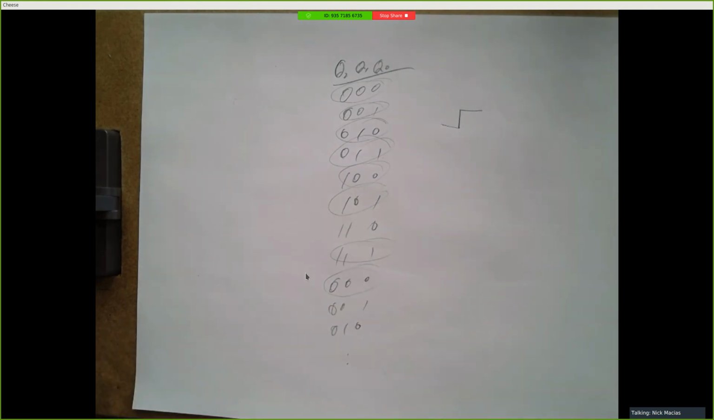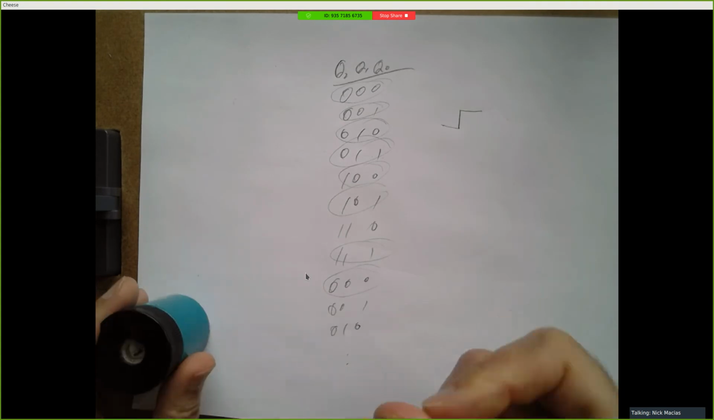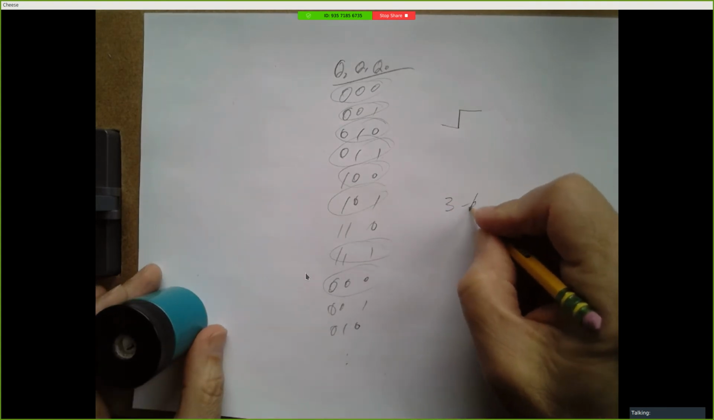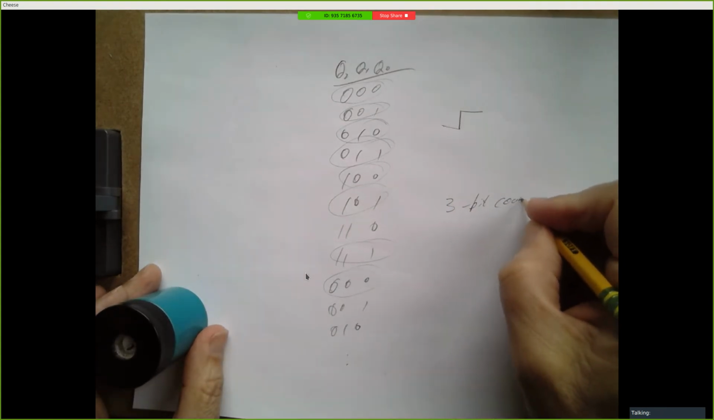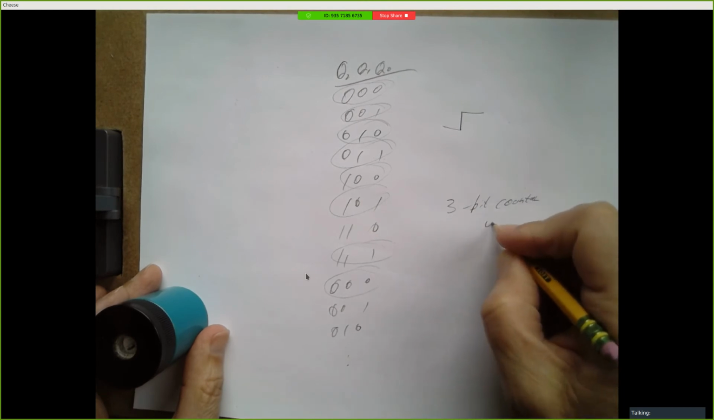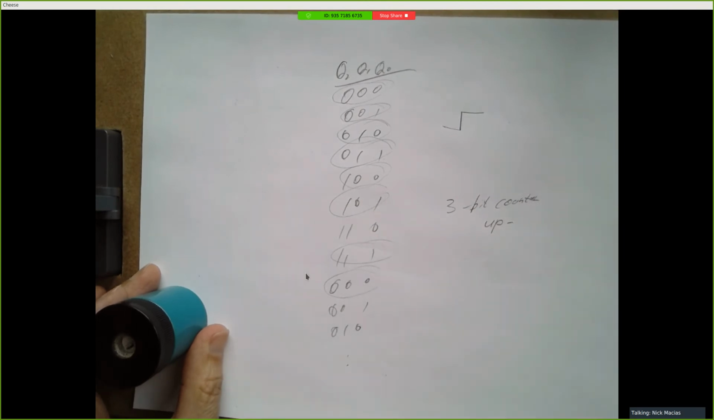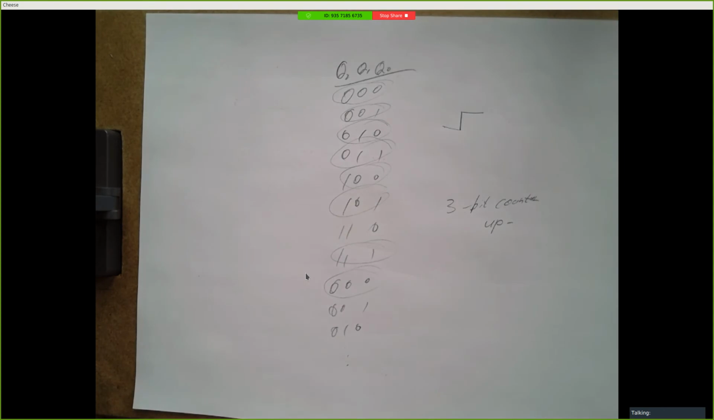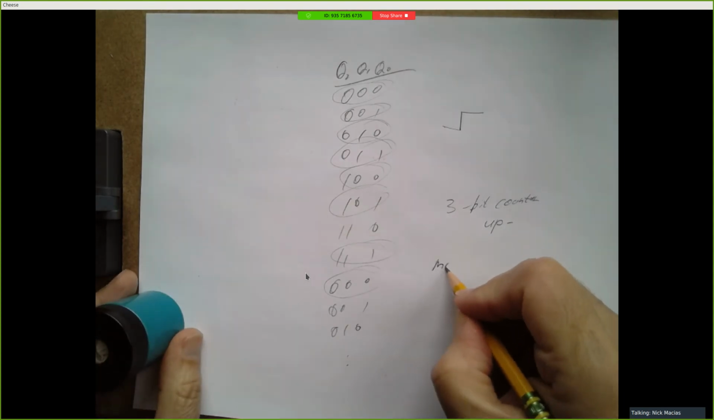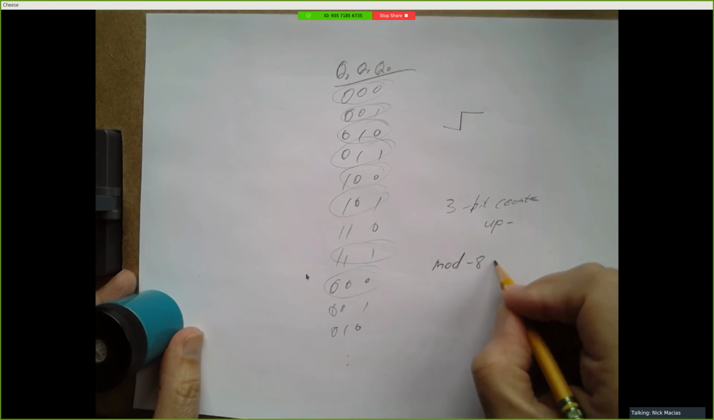So this would go by a number of names. This would be a 3-bit counter. Sometimes it would be called an up counter because it's counting up, and you could count down as well. It can also be called a modulo 8 counter.